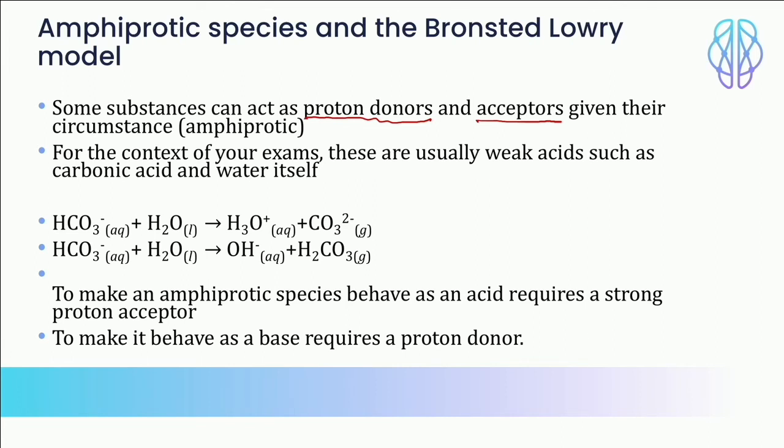For the context of your exams, these are usually weak acids such as carbonic acid, acetic acid, and water itself. You'll likely get a question on amphiprotic species in the context of buffers, which we'll cover in a separate module. But today, I'd just like to introduce you to the concept. So now we'll see an amphiprotic species in action. An example is HCO3 minus.